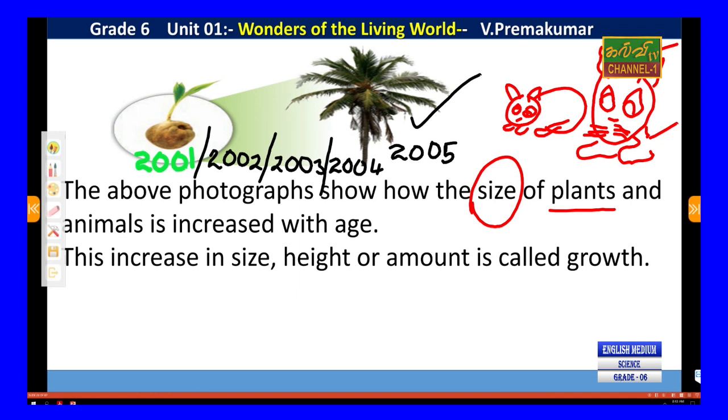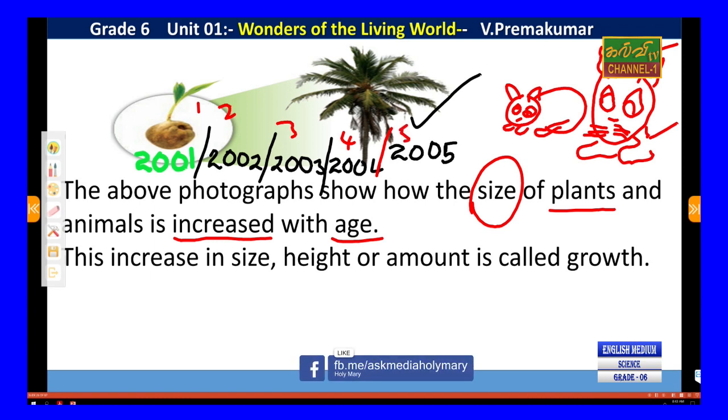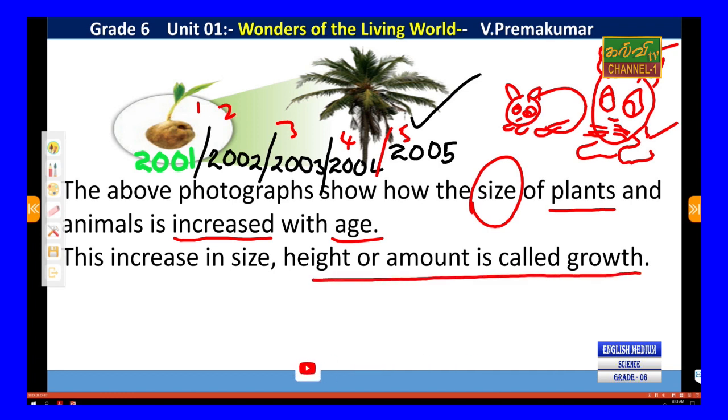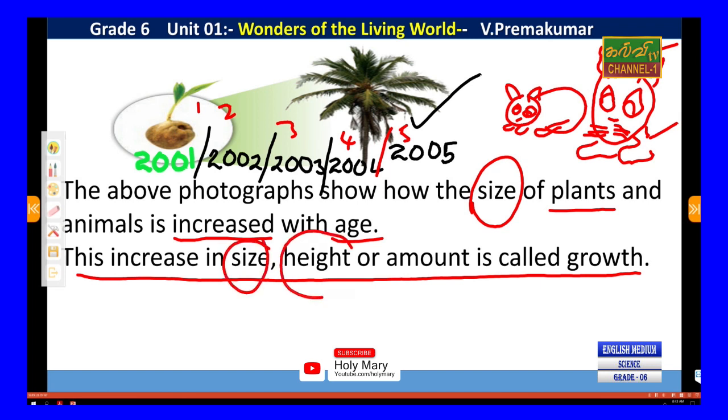The photograph shows how the size of plant and animals increase. Increase means it's becoming more. With age. Age means yearly. This is age 1, 2, 3, 4, 5. So the age. This increase in size, height or amount is called growth. Here also they mention what is growth? The size and height or amount.